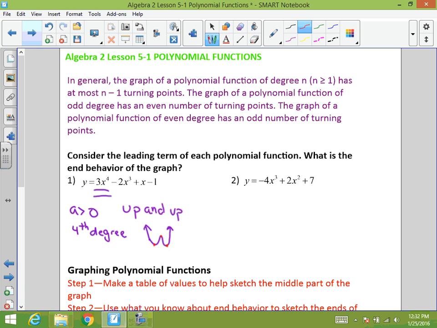All right, number 2. y equals negative 4x to the 3rd plus 2x squared plus 7. This is a 3rd degree.